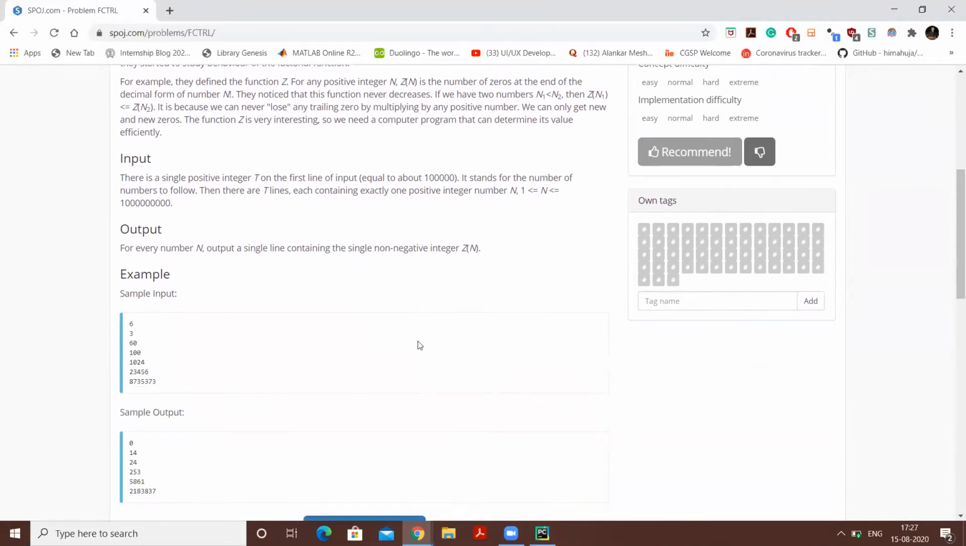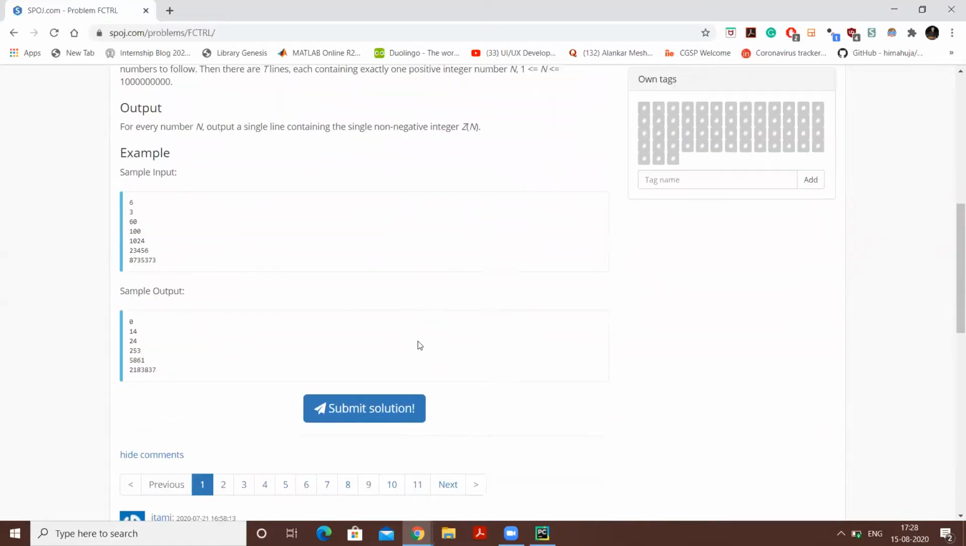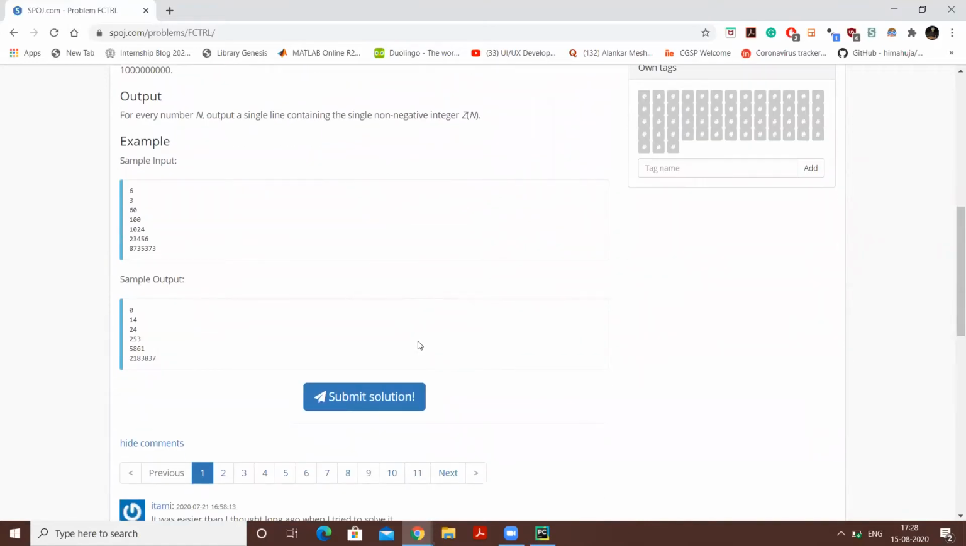The input of this problem is a single positive integer t on the first line of input, and it stands for the number of numbers to follow. So basically, the number of test cases is the first input, and then there are t lines which consist of the number whose factorial we have to calculate and the number of trailing zeros we want. For every number n, output a single line containing the single non-negative integer z of n.